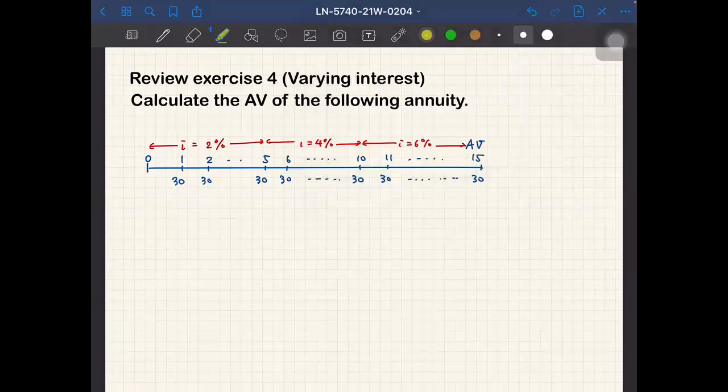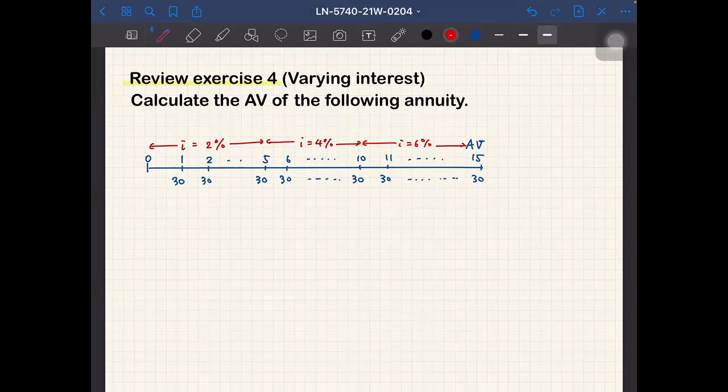Hi, review exercise 4, the varying interest. This comes from the last section, 3J. The question: calculate the accumulated value of the following annuity. This is a 15-year annuity, and each payment amount is $30. So it is a 15-year annuity immediate of $30 each.